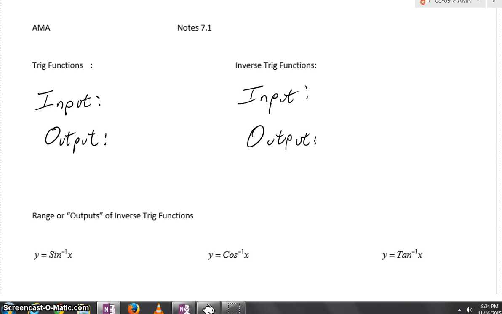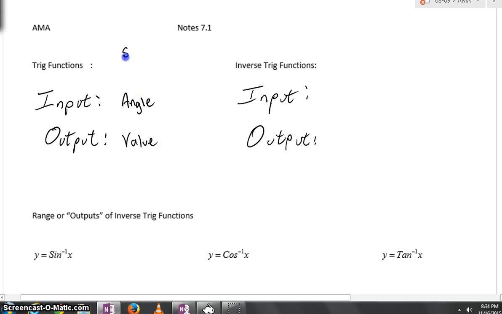For lesson 7.1, we're really going to be getting into evaluating inverse trig functions. And for a trig function, that's what we've been working with so much in this past chapter, what goes in, what's part of our domain, would be an angle. What would come out would be a value.